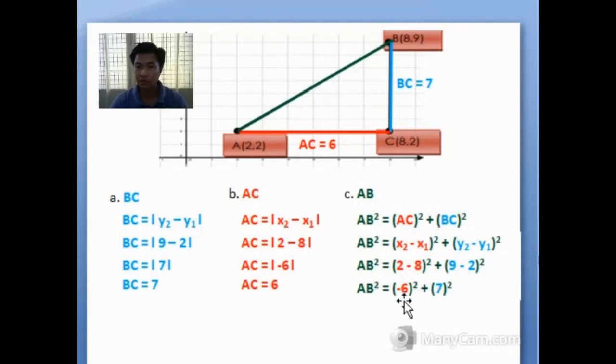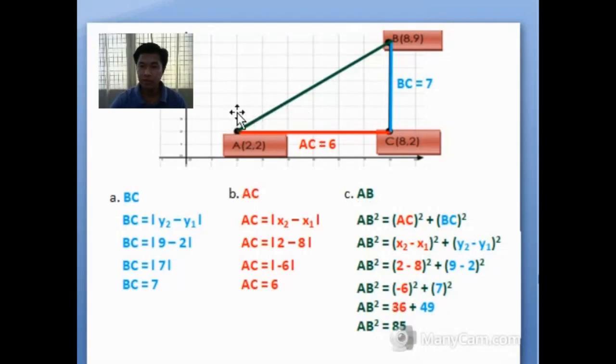Simplifying the equation, 2 minus 8 gives us negative 6, and 9 minus 2 gives us 7. Simplifying again, the square of negative 6, or negative 6 times negative 6, gives us 36, and the square of 7, or 7 squared, is 49. Combining the two numbers, 36 plus 49 is equal to 85.